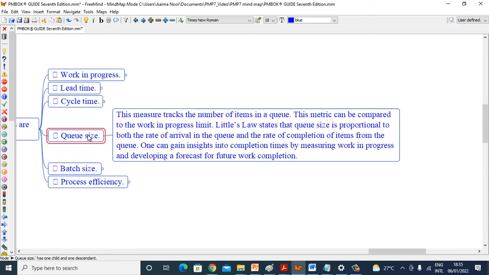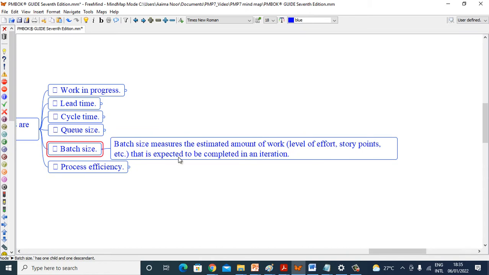Queue size. This measure tracks the number of items in a queue. This metric can be compared to the work in progress limit. Little's law states the queue size is proportional to both the rate of arrival in the queue and the rate of the completion of items from the queue. One can gain insights into the completion times by measuring work in progress and developing a forecast for future work completion. Batch size. Batch size measures the estimated amount of work, level of effort, story points, etc. What is expected to be completed in an iteration.